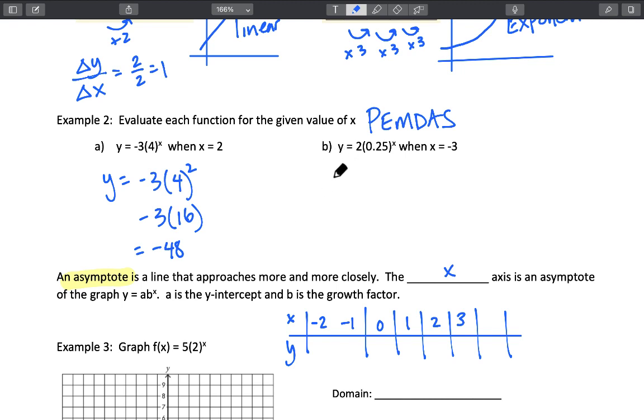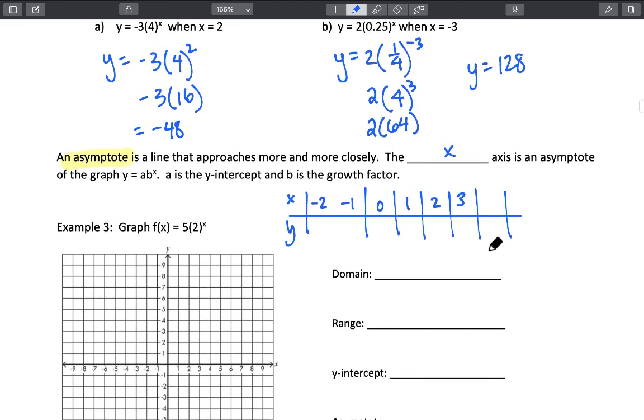Example 2b, similar type of question. We've got y equals 2 times 1/4. I'm just going to write 0.25 as a fraction, to the negative third. All right, handling our exponents first, we are going to simplify 1/4 to the negative 3. Remember, we take the reciprocal of the base. Now that becomes 4 to the positive power. 4 cubed is 4 times itself 3 times, and that's 64. So this becomes 2 times 64, and the result y is 128.